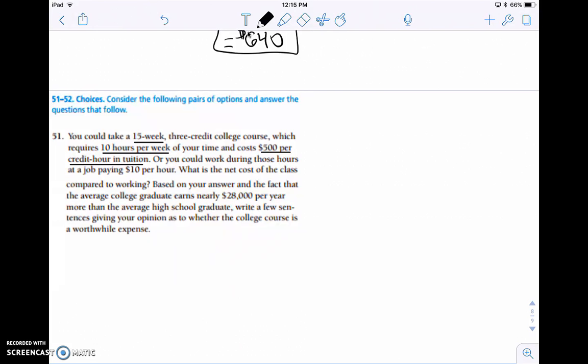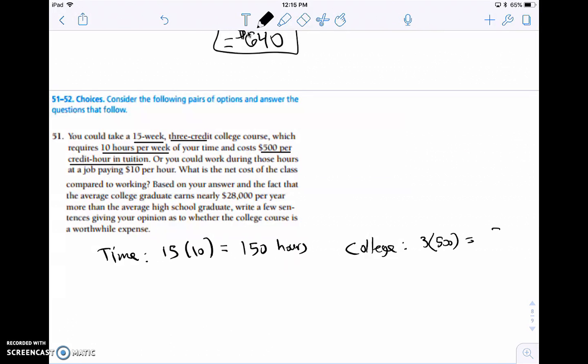So let's first just determine how much time we're looking at here. There are 15 weeks, 10 hours per week, so we're looking at 150 hours. So now how much is the college going to cost? College is going to be, I said $500 for every credit, and this is a 3-credit class. So the cost of college is going to be 3 credits at $500. So this is going to be a $1,500 expense.